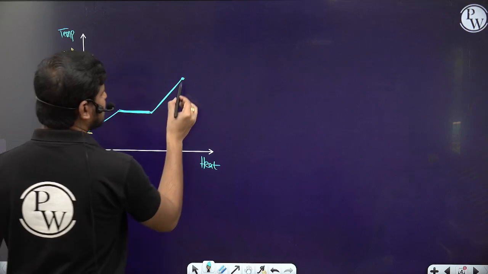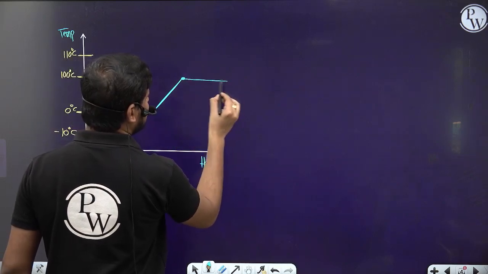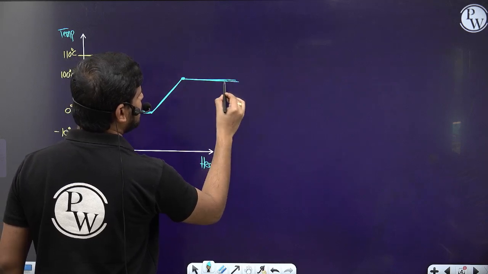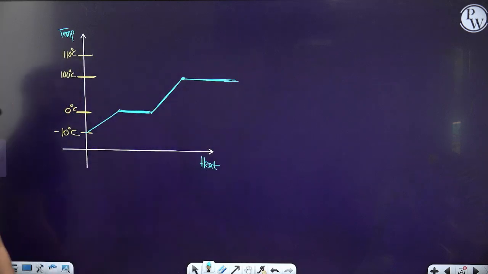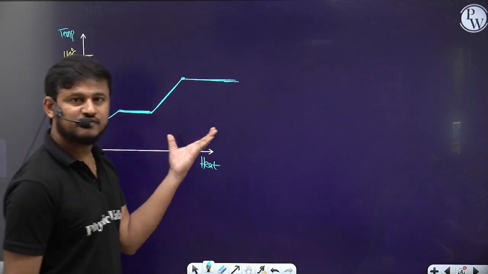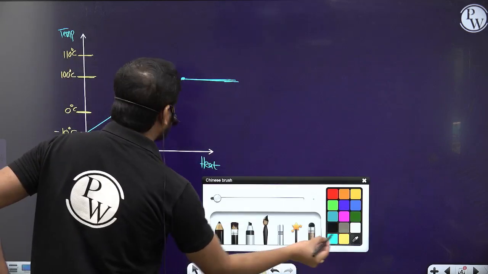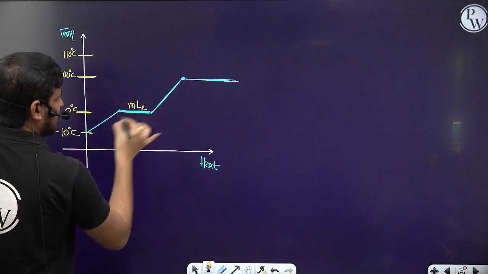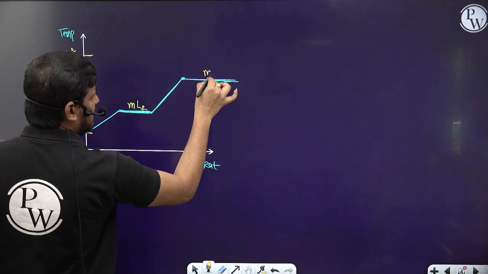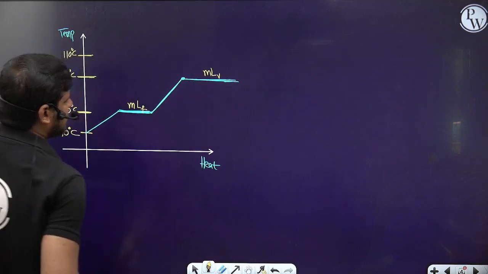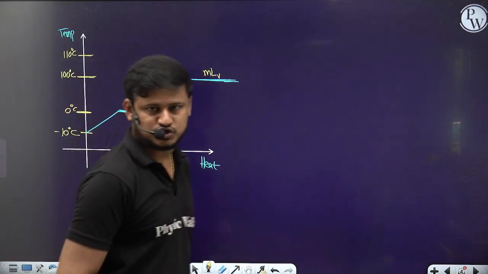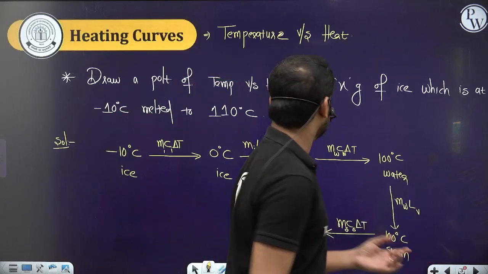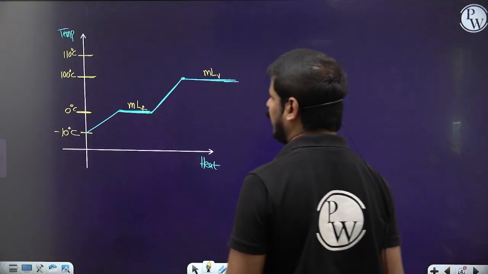Then again the state change occurs at 100 degrees centigrade. So then it becomes steam from there, up to 110 degrees centigrade. Clear? So everyone understood? Here, whatever heat you supplied, it is mL_f, the latent heat of fusion, and then here mL_v, the latent heat of vaporization. So this is called the heat curve of the particular situation. Done, everyone?